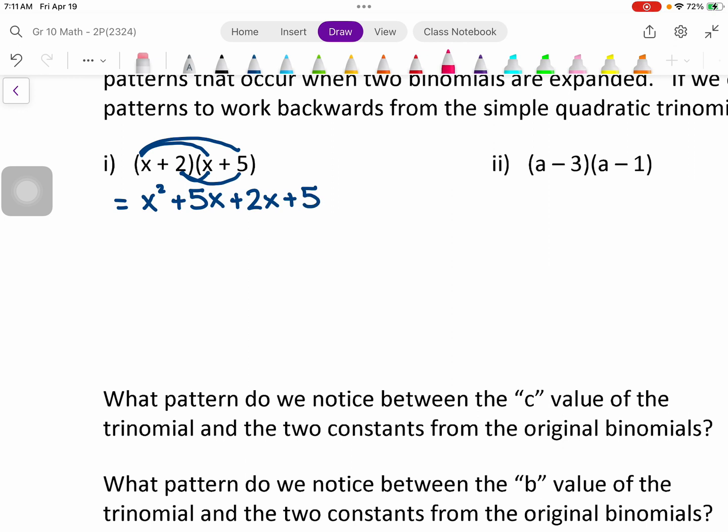So there are my 4 terms when I multiply my two binomials, but my middle two terms are like terms. I have a plus 5x plus 2x, so that's equal to plus 7x. So I'm going to rewrite my x squared, collect my like terms to get 7x, and rewrite the plus 5. So there is my trinomial. Oh, sorry. 2 times 5 is not 5, it is 10.